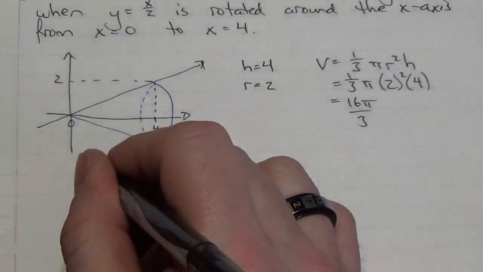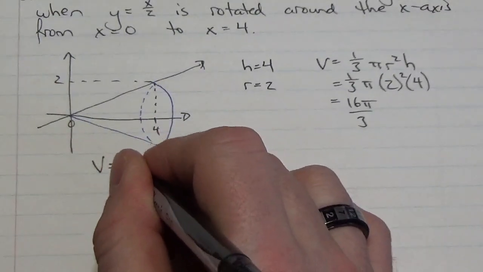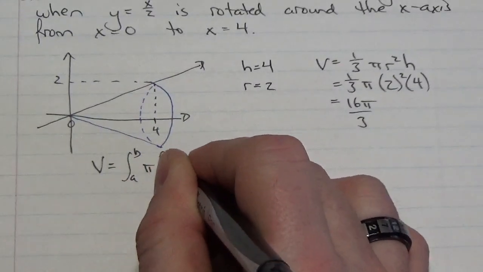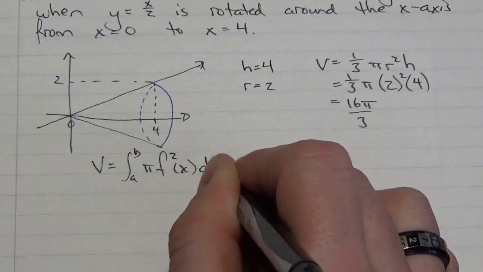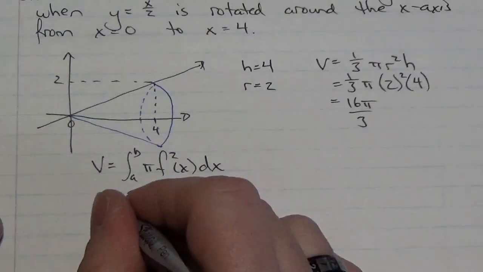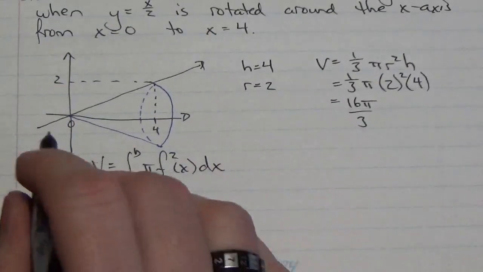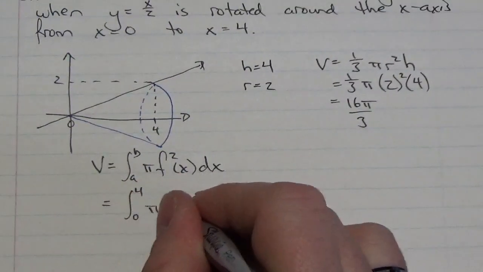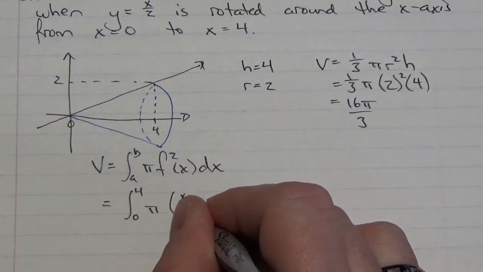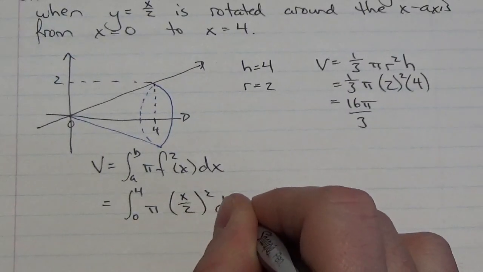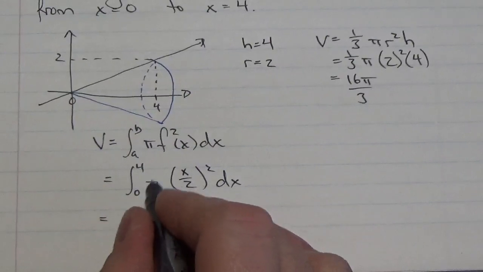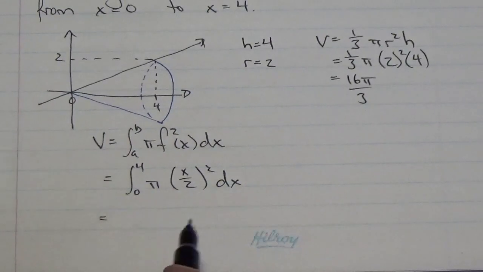So my formula here for finding the volume is going to be the integral from a to b of pi multiplied by the function squared dx. Now, in this case, my limits of integration are going to be 0 to 4. This will be pi times x over 2 squared dx. Because that pi is a constant there, I can take that out.